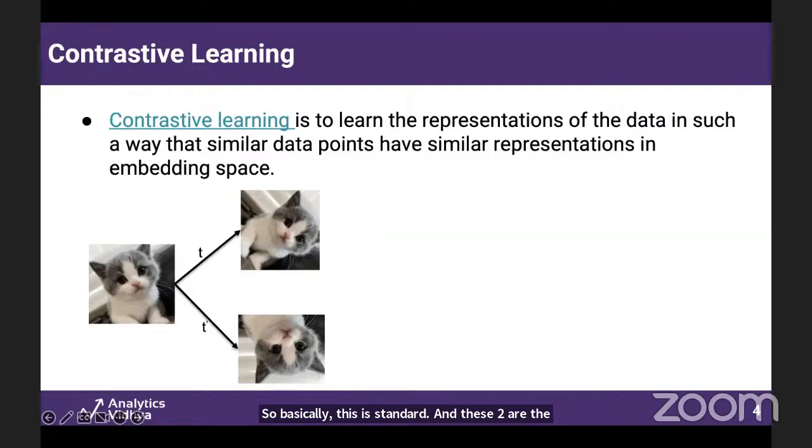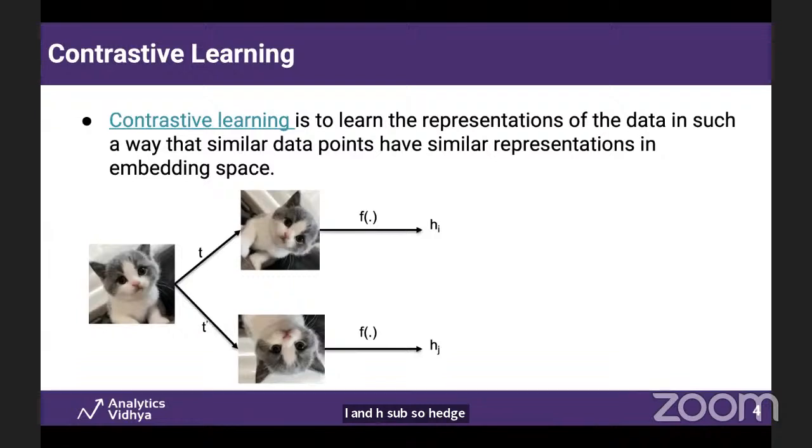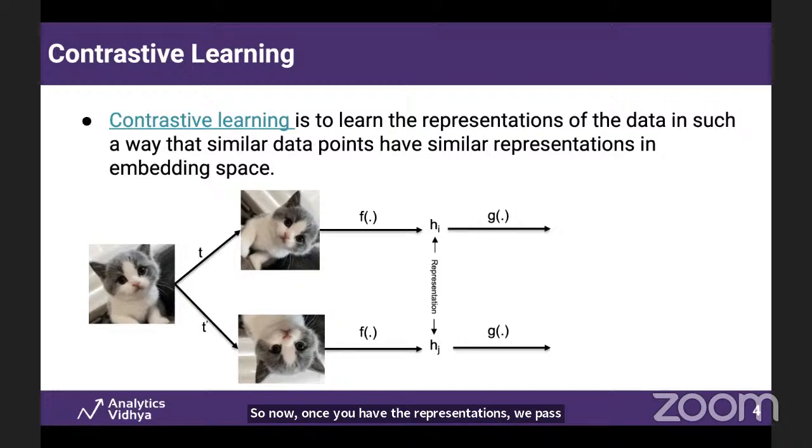Once you have the augmented images, we pass them to a certain function called f. When you pass these augmented images to the function, f will give us an output called h sub i and h sub j. So h sub i and h sub j are the representations of these two images. Now, once we have the representations, we pass them to another function called z, and z will also give us outputs, let's say z sub i and z sub j.